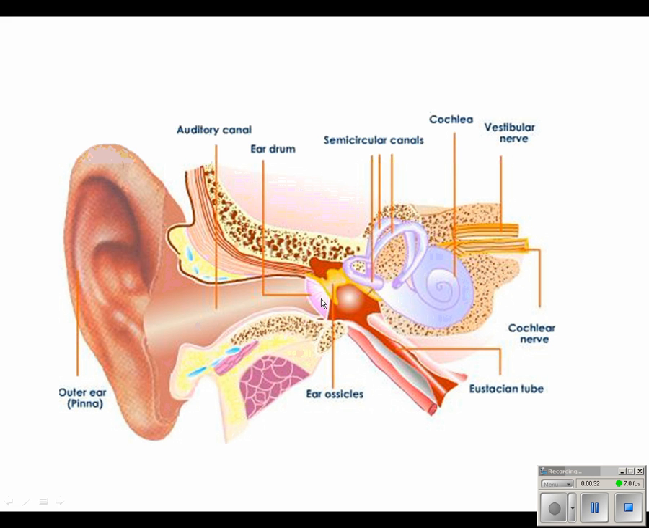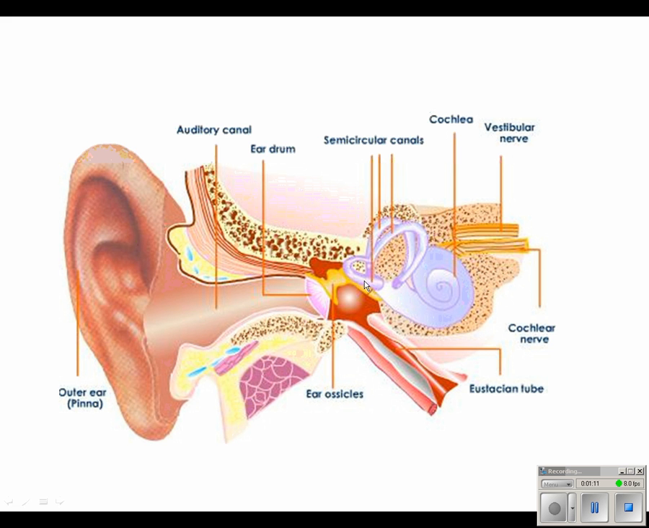Then, as it vibrates, it causes a vibration of three little bones. They're called ossicles: the anvil, stirrup, and hammer. Those vibrations then enter the oval window, and then go into the cochlea, which is this spiral snail-shaped structure here. The cochlea contains fluid and hair cells, which vibrate and send impulses to the nerves. The nerves transmit the signal to the brain, where it is interpreted. And that's where we get sound.